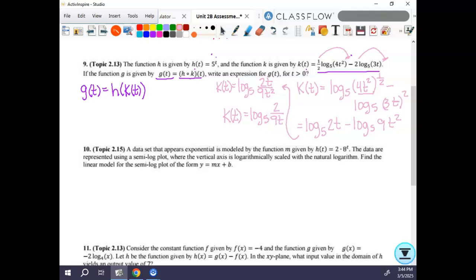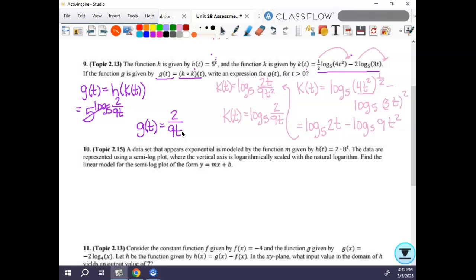So now that I have simplified that, because I think that will make my life a little bit easier, now I'm going to put it into here and actually do this. And this will give me 5 to the log base 5 of 2 over 9t power. That 5 to the log base 5 takes care of itself there, and you get that g of t equals 2 over 9t. And that is your answer.